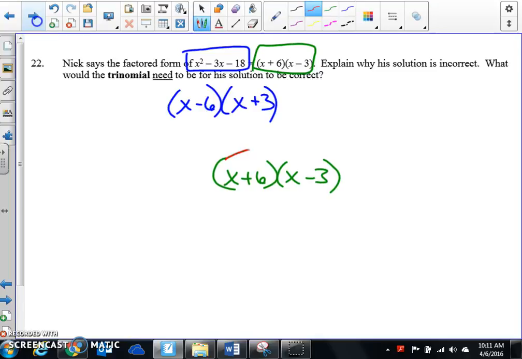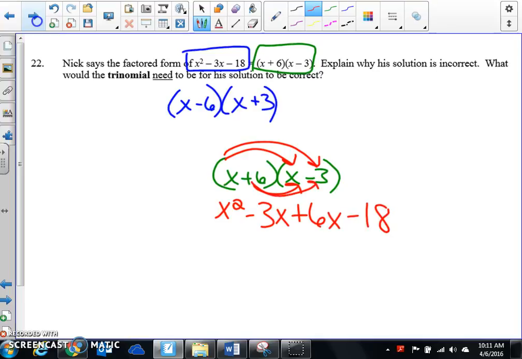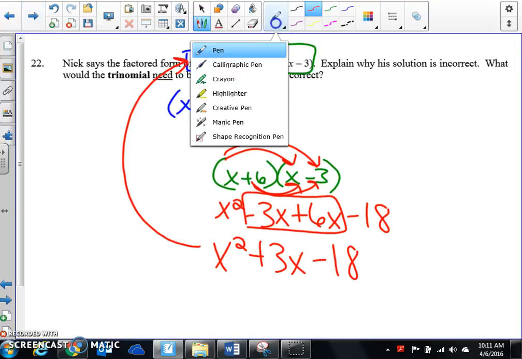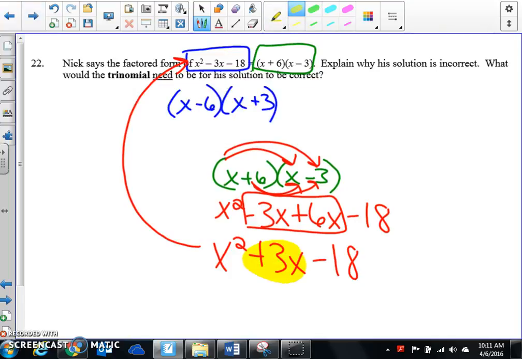It's undoing it. So x times x is x squared. X times negative 3 is negative 3x. 6 times x is a positive 6x. And 6 times negative 3 is negative 18. Okay? I need to combine these two, give me plus 3x minus 18, which if I look back up here is not the same because this is a positive 3x, that's a negative 3x. So either way.